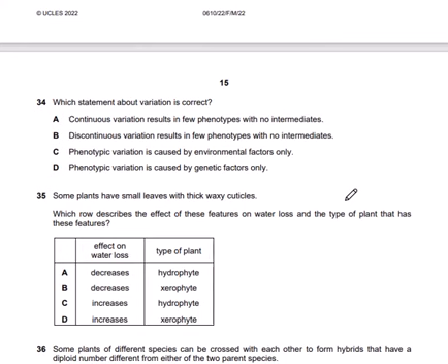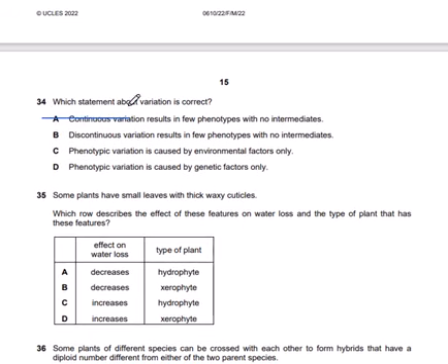Which statement about variation is correct? Continuous variation results in few and no intermediates. That's not correct. It has a lot of intermediates. Discontinuous variation results in few phenotypes with no intermediate. That's correct, because I could take it as an example. You can either roll your tongue, or you cannot. There's no in between.